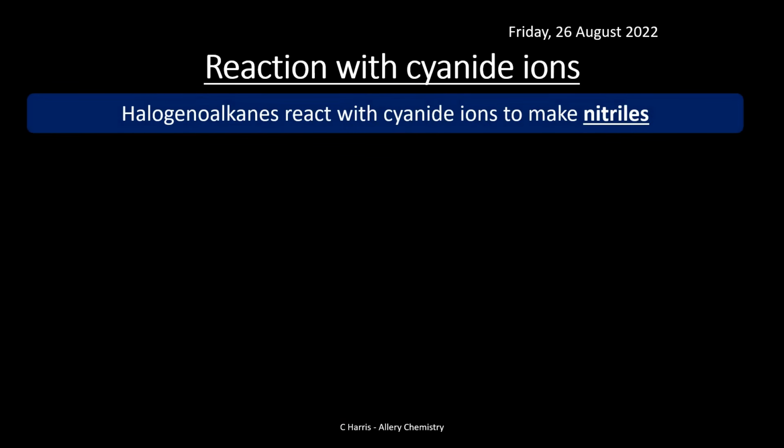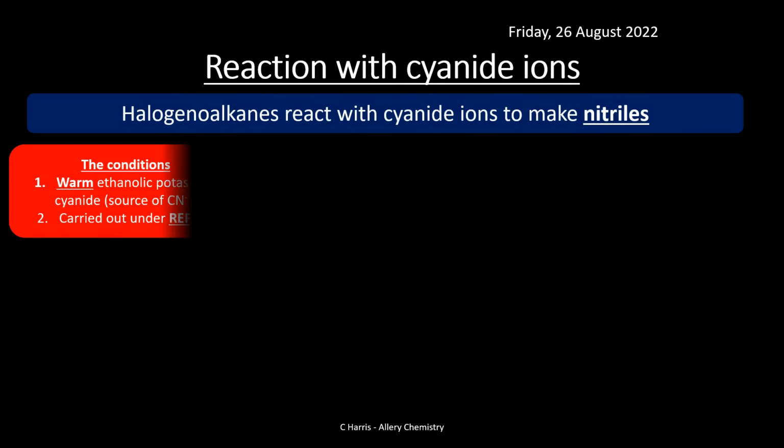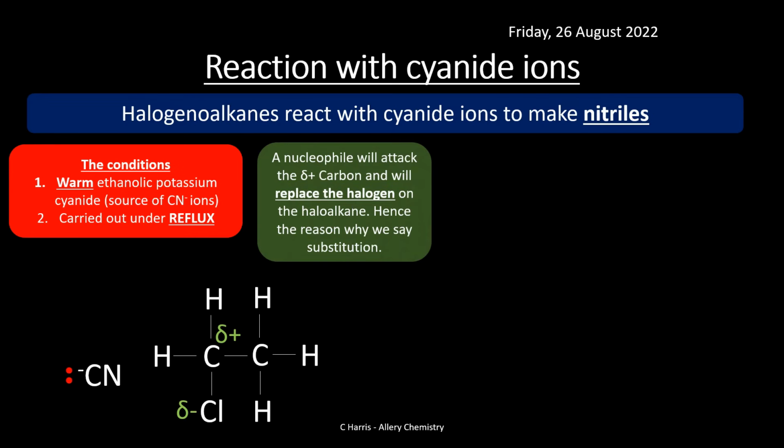Okay, so let's have a look at the reaction of halogenoalkanes with cyanide ions, again to make nitriles, so these are nitrogen compounds of course. Here we're going to use warm ethanolic potassium cyanide. That will give us the source of cyanide ions, and we're going to carry this out under reflux. Very similar reaction. Here's your halogenoalkane, with this permanent dipole, delta positive, delta negative. There's a lone pair of electrons on the CN- ion, the cyanide ion. This is going to act as a nucleophile. It's going to attack the delta positive carbon, and then kick off this chlorine.